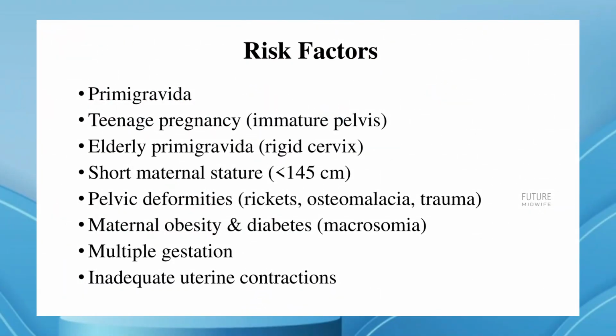Here we reach the risk factors of prolonged labor. First one is primigravida. Second one is teenage pregnancy. Third one will be elderly primigravida. Next will be short maternal stature, pelvic deformities, maternal obesity and diabetes, multiple gestation and inadequate uterine contractions.